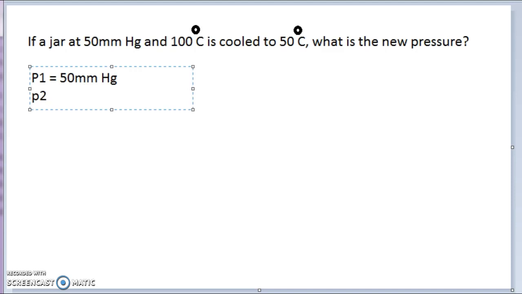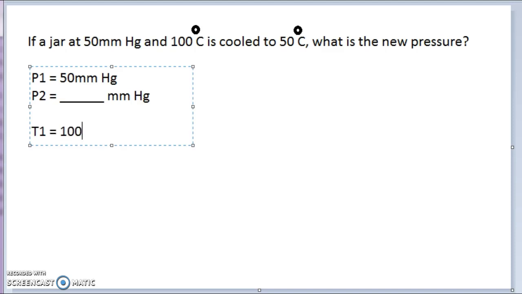As long as our answer also has to be in what unit? Millimeters of mercury. Okay, so as long as they have the same unit at the beginning and end, it's fine. We don't care. All right, what's our first temperature? It is 100 degrees C. And our second one is what? 50 degrees C.